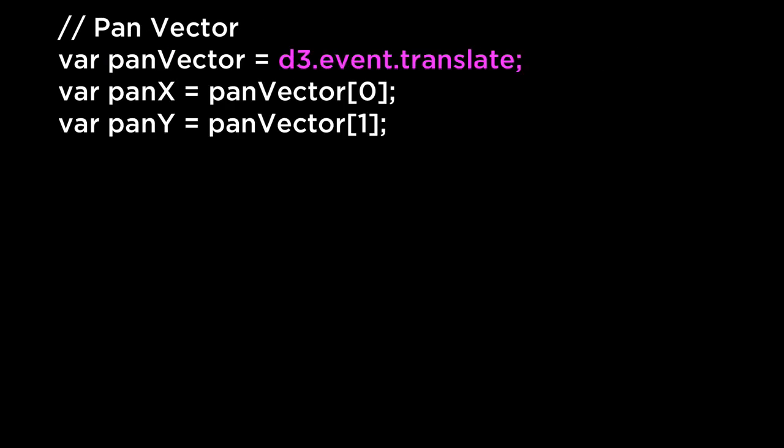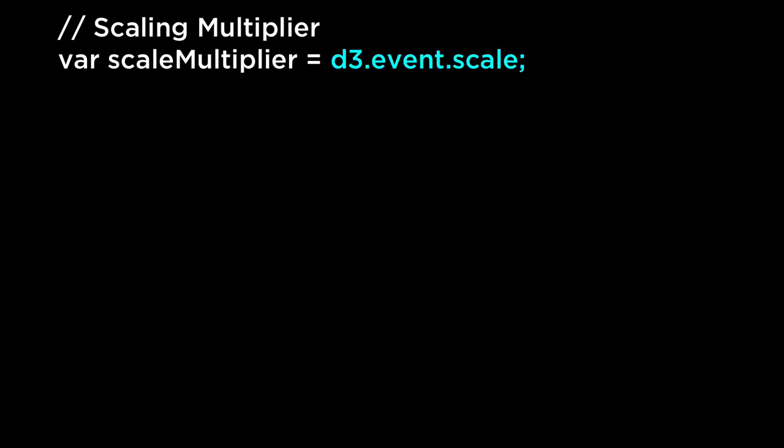This gets the pan vector, or as it's also called, the translate vector. As the translate vector is a 2-element array, we have to extract each element. The first element is the X translation, and the second element is the Y translation. These get assigned to separate variables because later we use them to write to the HTML elements what the zoom behavior is doing. This gets the zoom level we are in.